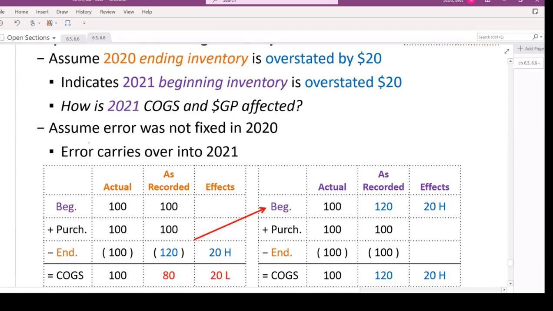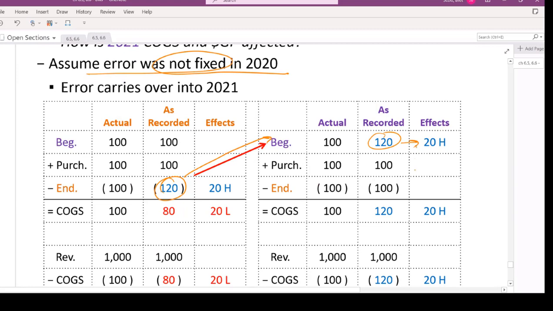If we assume the error was not fixed in 2020, 2020's ending inventory was overstated by 20. Therefore, the 2021 beginning inventory is also going to be overstated. We're just going to carry forward the messed up number. So in this case, bring it over. There it is. Beginning inventory is now too high by 20. Last year's ending inventory was too high. We run through the math. We can see that cost of goods sold is going to be too high. The error carries forward to the beginning portion.